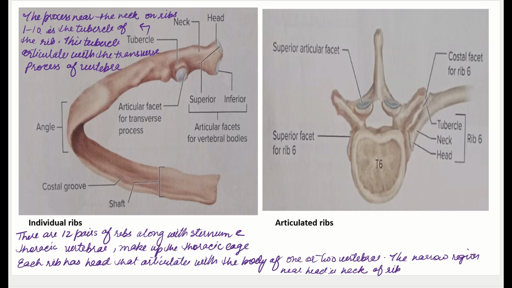There are 12 pairs of ribs along with the sternum and thoracic vertebrae that make up the thoracic cage, and each rib has a head that articulates with the body of one or two vertebrae. The narrow region near the head is the neck of the rib, and the process near the neck on ribs 1 to 10 is the tubercle of the rib. The tubercle articulates with the transverse process of the vertebra. In the image, you can see the different features of the individual ribs and the articulated ribs. So this was all about the articulated ribs and the individual ribs.